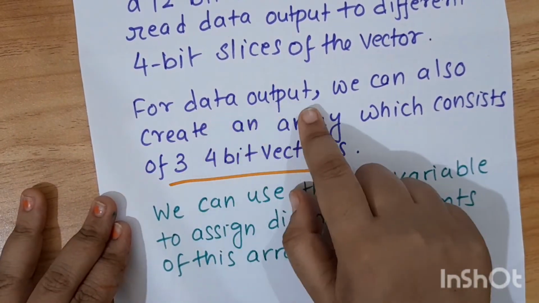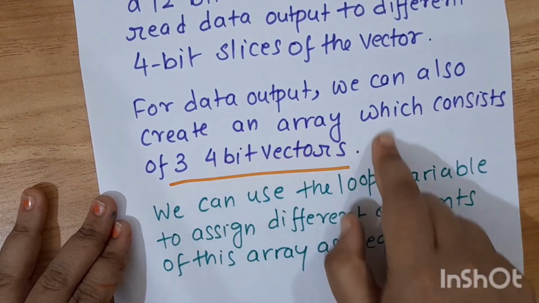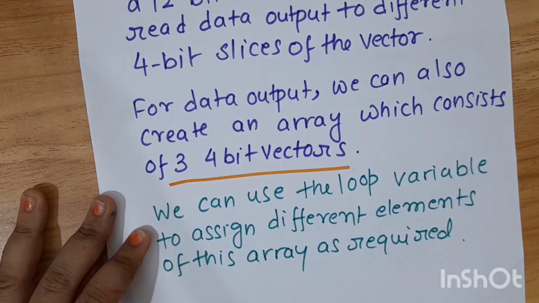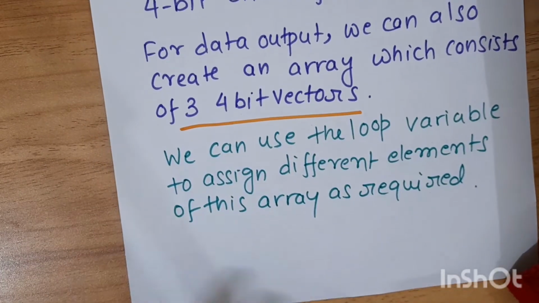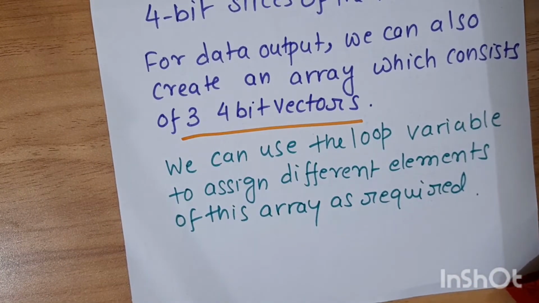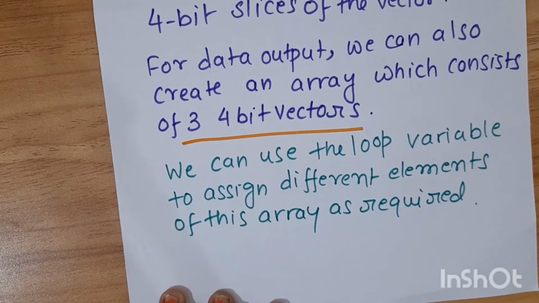Now for data output, we can also create an array which consists of 3 4-bit vectors. So the read data is 4 bits for each of the RAMs, so we will have an array of 3. The index of the read data would be 0, 1, 2, and each one would be 4 bits. Now we will use the generate loop. We can use the loop variable to assign the different elements of this array as required.